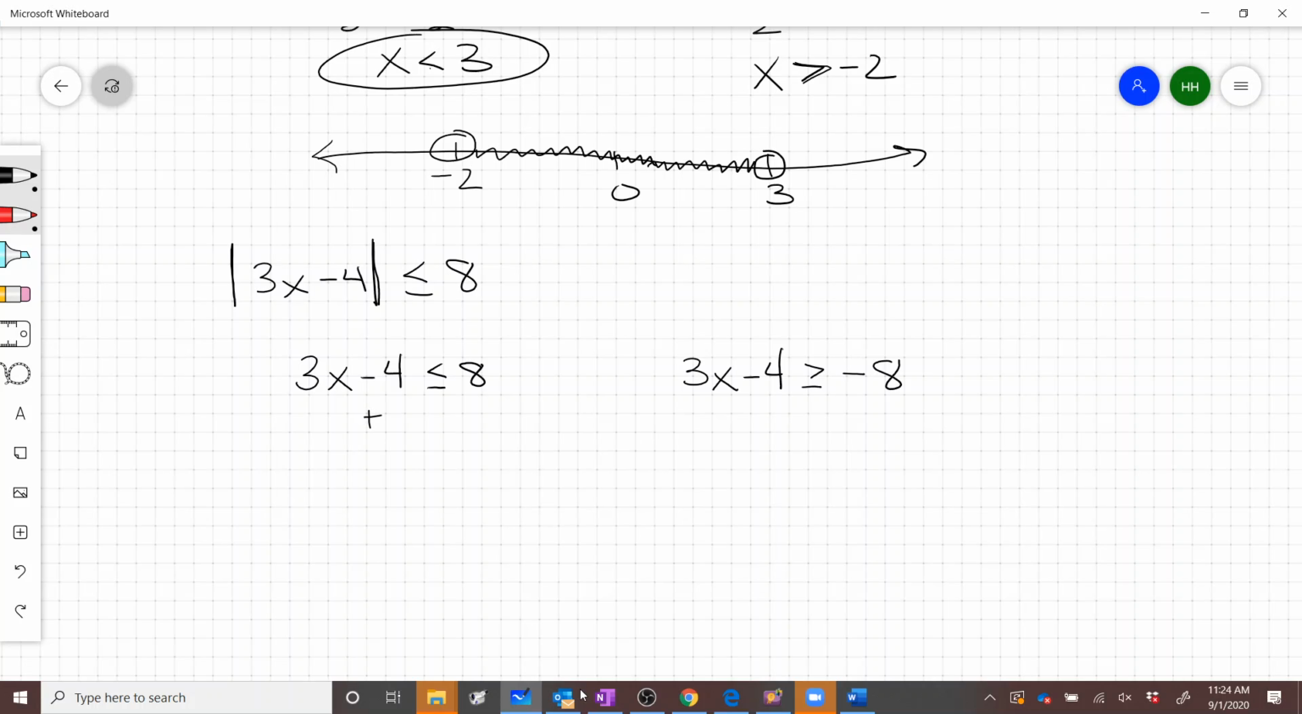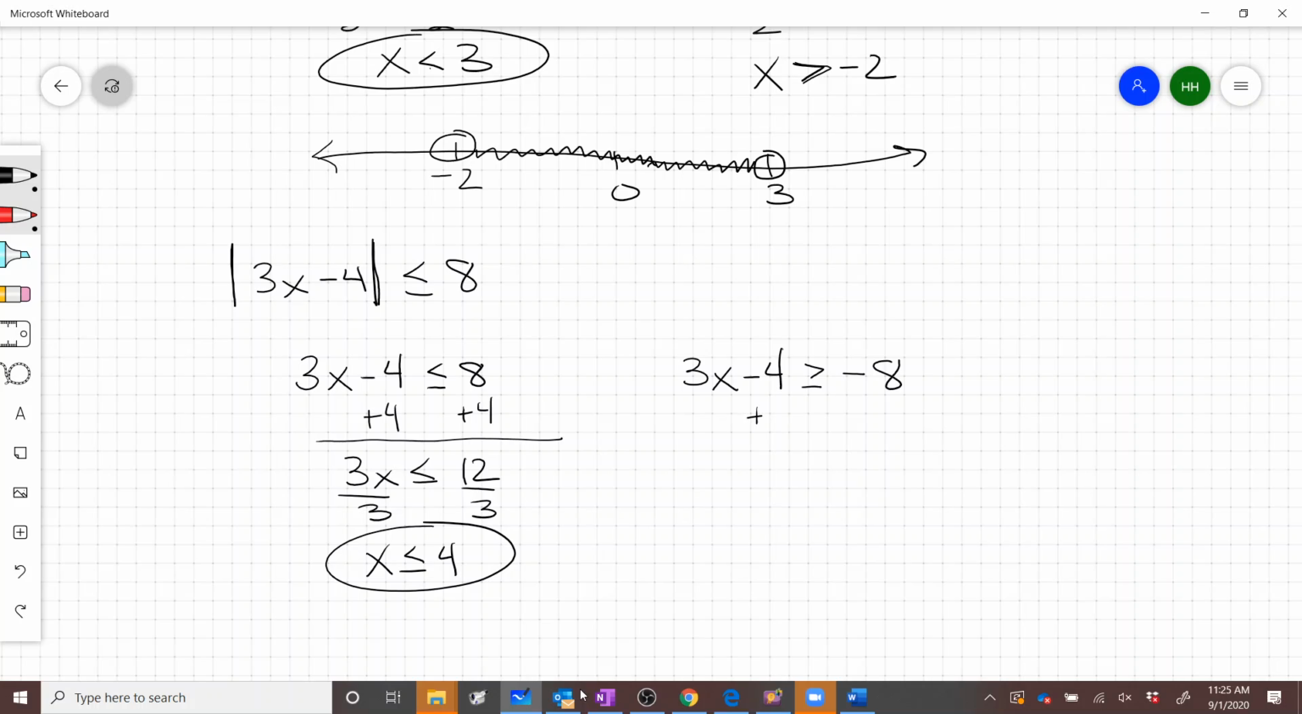So now we're going to add 4 to each side. So we get 3x is less than or equal to 12, and we divide by 3. X is less than or equal to 4. There's one solution. Add 4 again to each side. 3x greater than or equal to negative 8 plus 4, negative 4. And divide by 3. X is greater than or equal to negative 4/3.